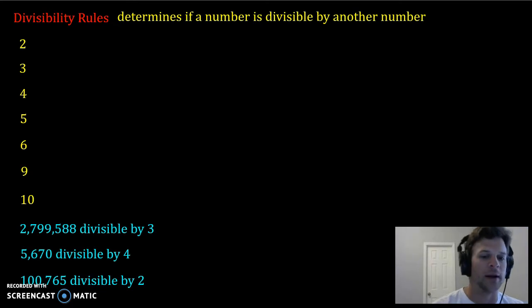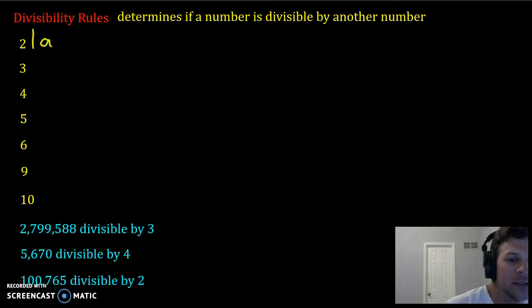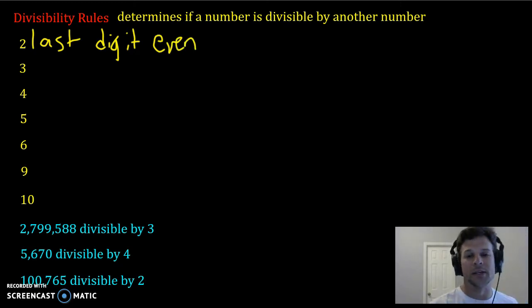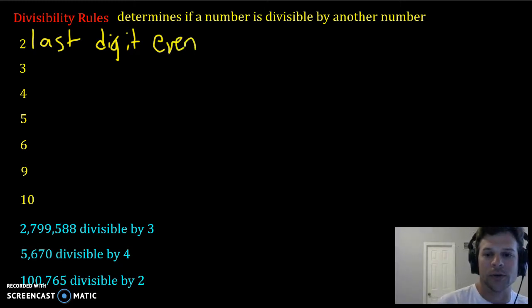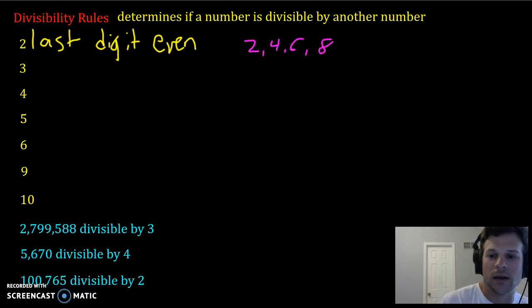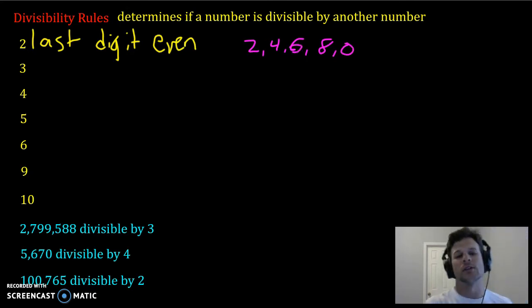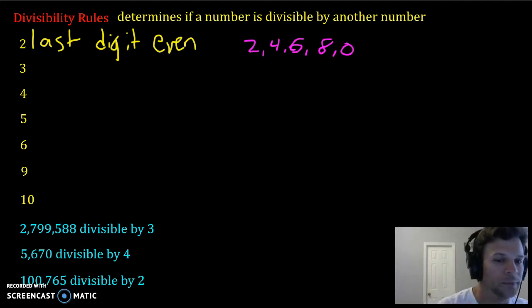Now, if you start to get more comfortable with these numbers and you want to explore 7 and 8, go right ahead. But for right now, we're going to start with number 2. It is going to be divisible into any other number if the last digit is even. Okay, so remember your single digit even numbers are going to be 2, 4, 6, 8, and 0. So if it ends in one of those 5 digits, the entire number is going to be divisible by 2.